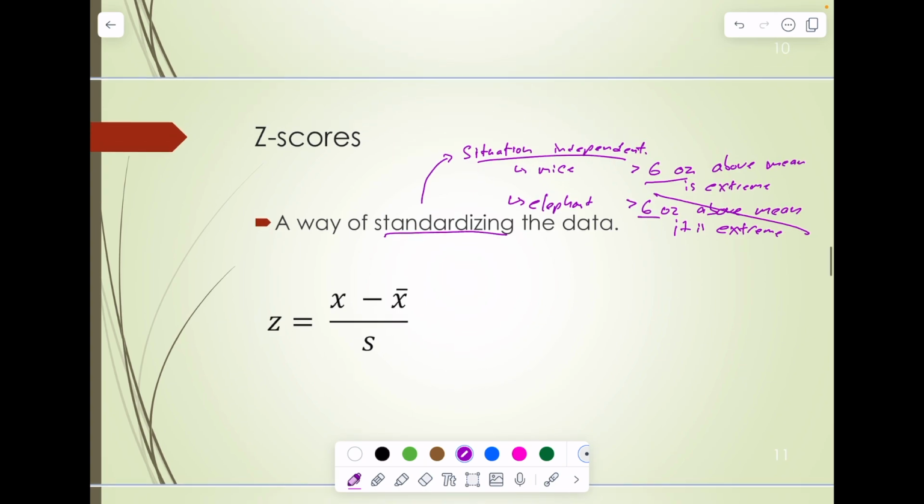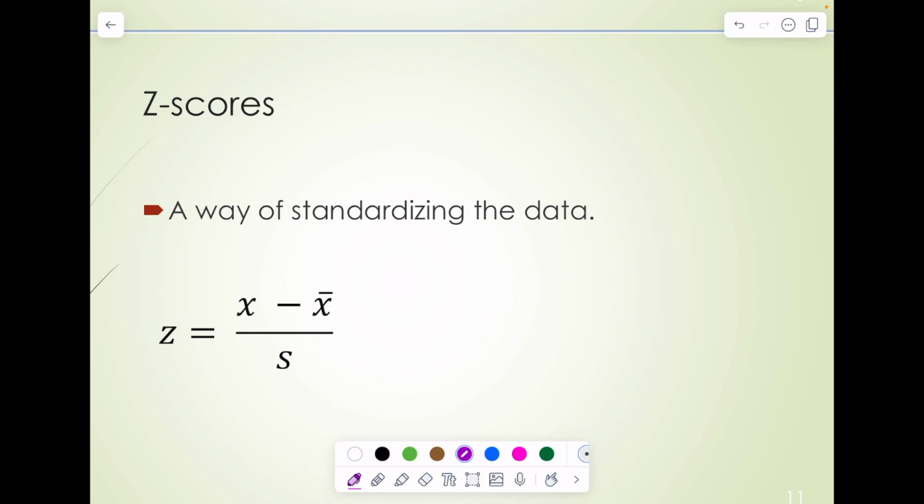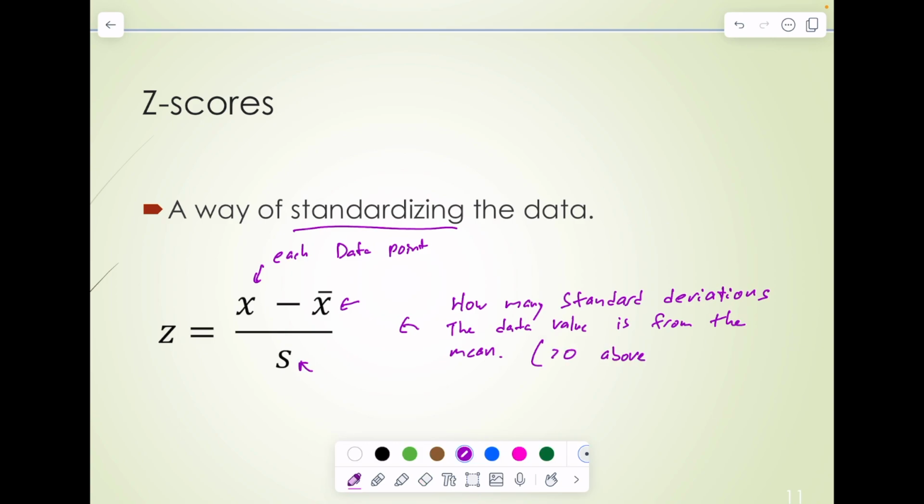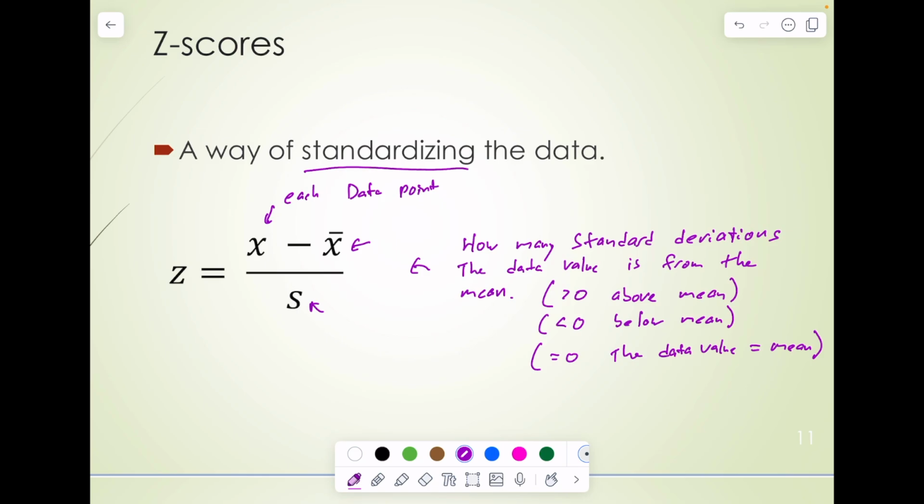And so what we do is we're able to take out the context in a way. So for a data set, you have the mean and you have the standard deviation. And so what you do is you subtract the mean from each data point and divide by the standard deviation. And so what this tells you is how many standard deviations that data value is from the mean. If it's positive, greater than 0, that means it's above the mean. If the z-score is negative, less than 0, then that means it's below the mean. And if the z-score equals 0, well, that means that your data value associated with that z-score is the mean.